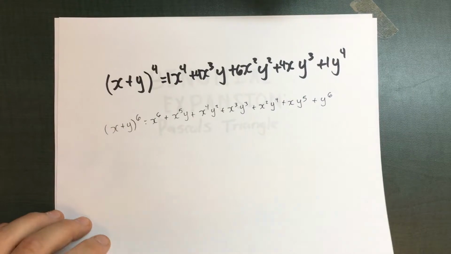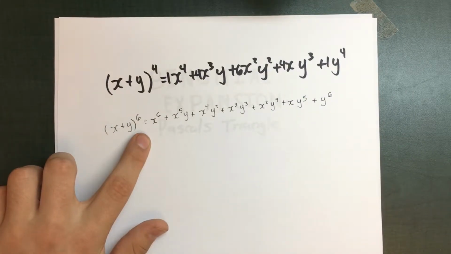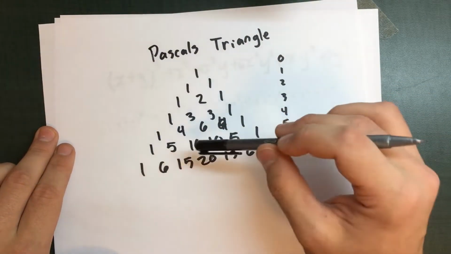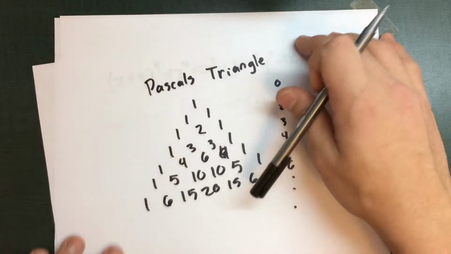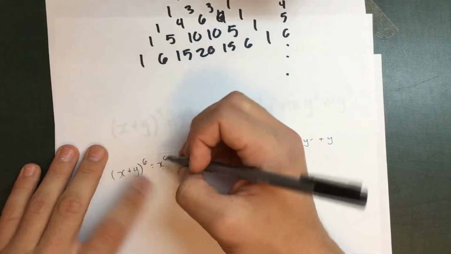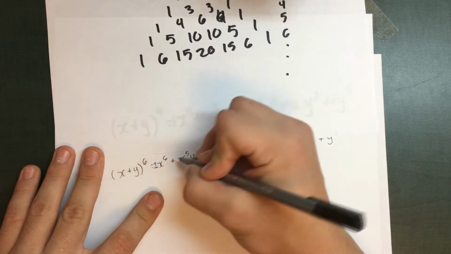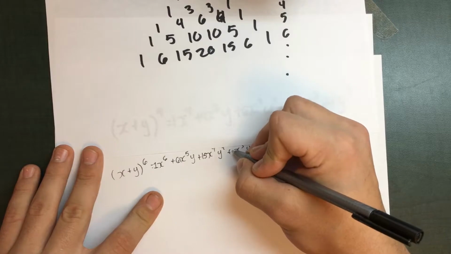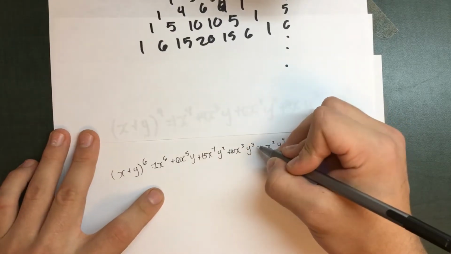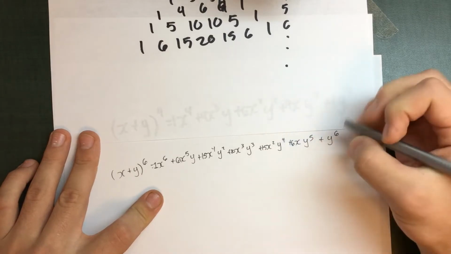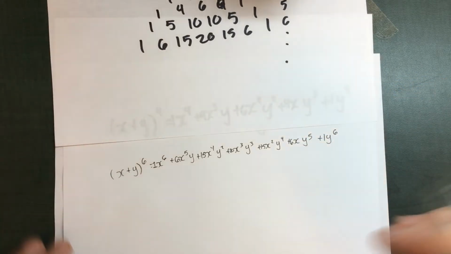Just like that. Now we know that what we're trying to expand is to the power of 6, so we use the 6th layer in Pascal's triangle, which is 1, 6, 15, 20, 15, 6, and 1. So we bring those terms in front as coefficients to each one of our terms. So 1, 6, 15, 20, 15, 6, and 1, just like that.